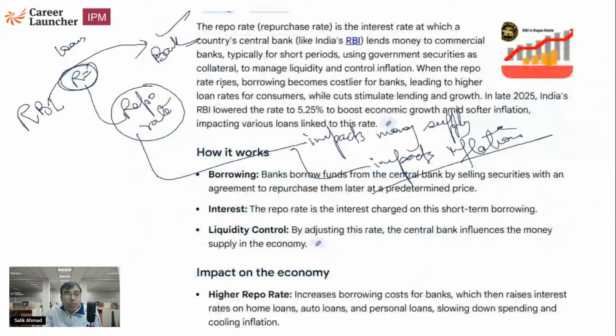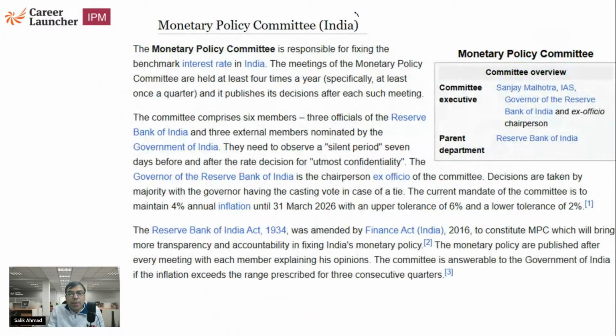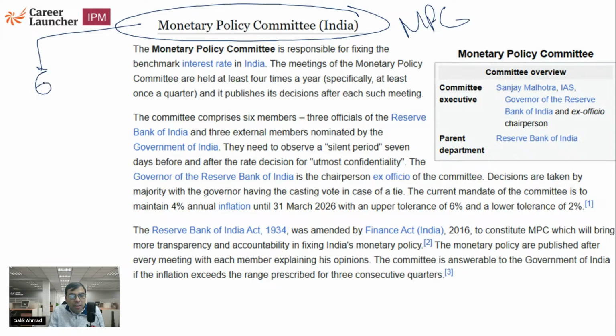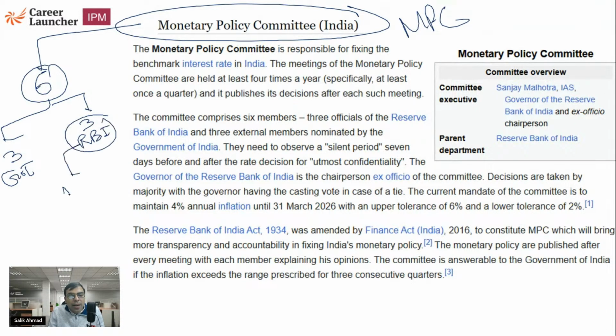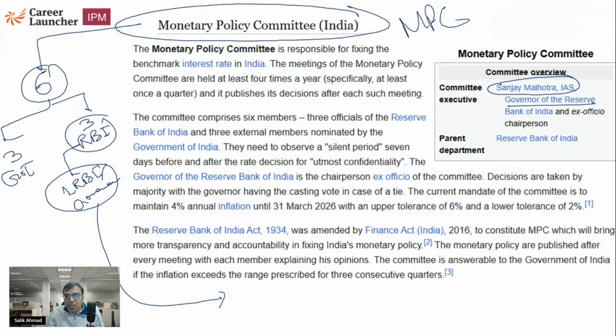Now, who decides what should be the repo rate in India? That is decided by the Monetary Policy Committee, MPC, which is a 6-member body. 3 members are from the Government of India and 3 members are from RBI. Out of these, one is the RBI governor, who is the chairperson of that committee. Mr. Sanjay Malhotra is the RBI governor and he is the chairperson of the Monetary Policy Committee. So they decide benchmark interest rates, like the repo rate, etc.